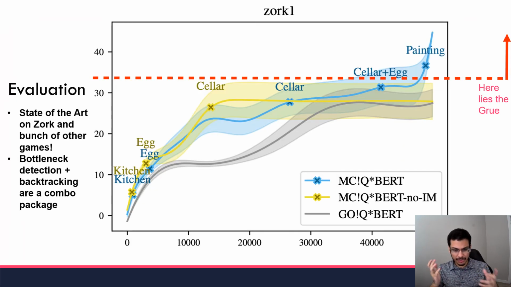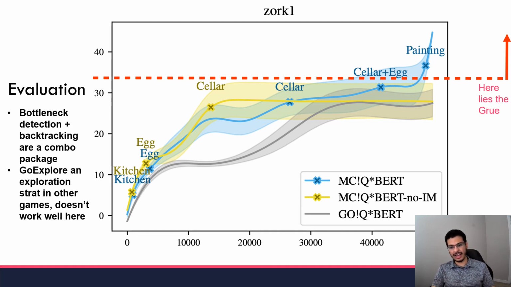And another interesting result here is comparing the blue to the yellow line. So the yellow line is when the bottleneck detection has been taken away. And the key idea here is that this bottleneck detection and backtracking are a combo package. And if you take away either of these pieces, this entire system basically fails to work. And not just that, it also does much better than other similar exploration systems that have been used in things like Atari games and whatnot. So stuff like Go Explore.